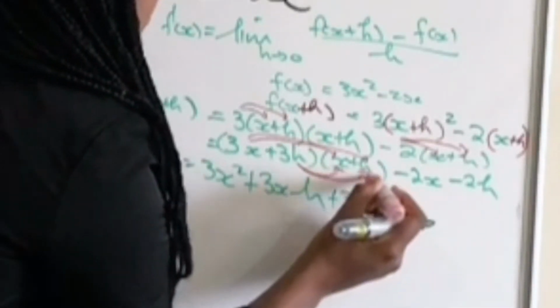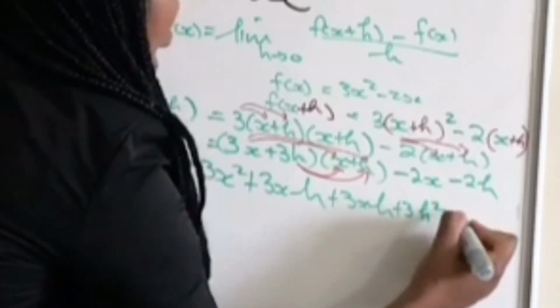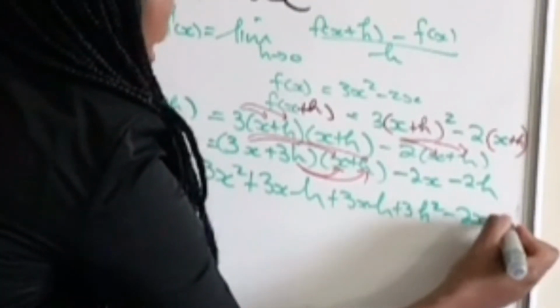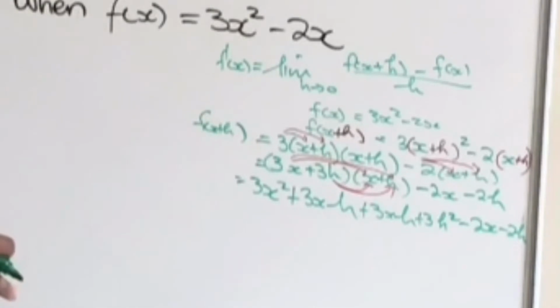Positive 3h times h is positive 3h squared. Then we still have minus 2x minus 2h, right? We want to simplify it so that when we continue with our calculation, we have something shorter.